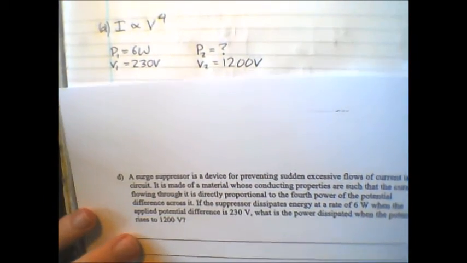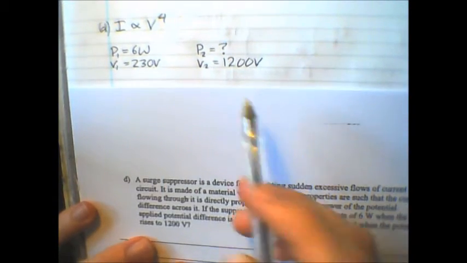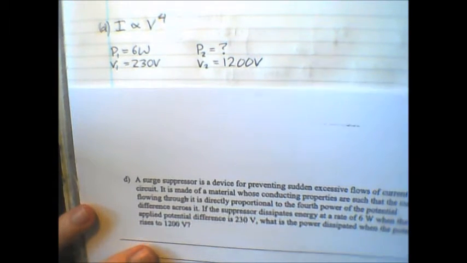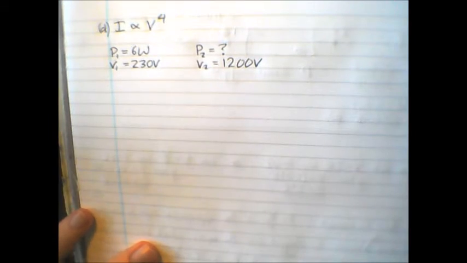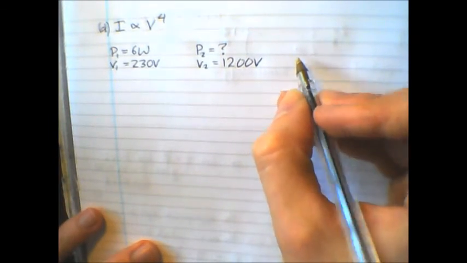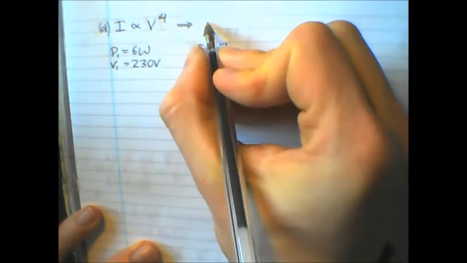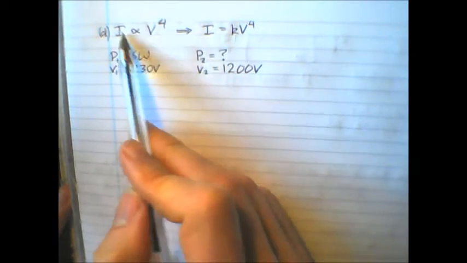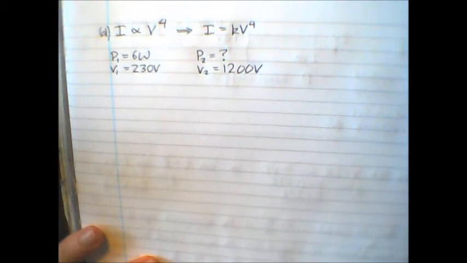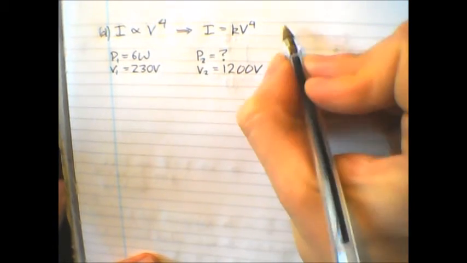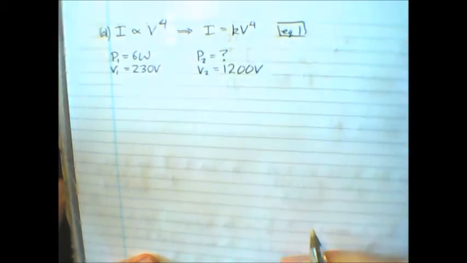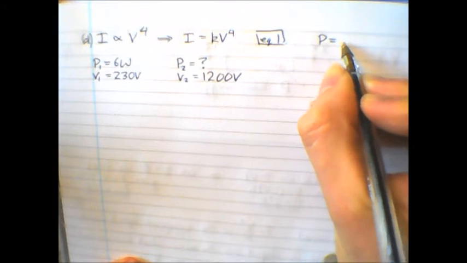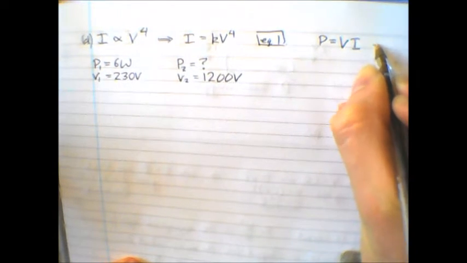Okay, so we've been given this equation, which is I proportional to V to the 4, and I've been given something to do with P and V. Obviously, therefore, we're going to need to use P equals IV. So I'm going to go right ahead and add into this a constant. We don't know what it is, but there's some sort of constant now. That's what this proportionality means. So this is going to be our equation 1. I'm then going to write down another equation which will be useful, which is going to be P equals VI. And that's going to be our equation 2.